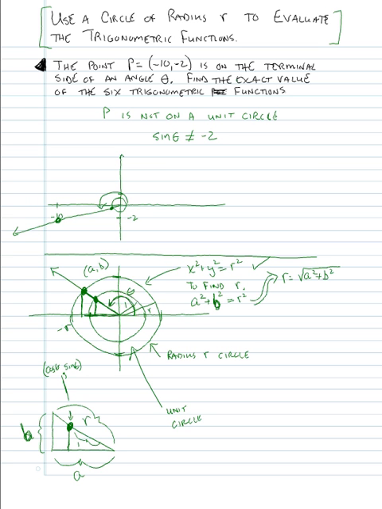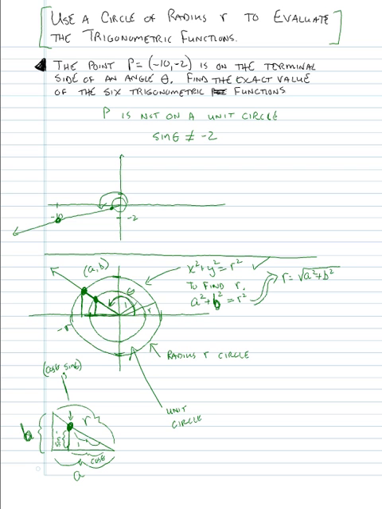So here's what we know. We know this distance right here is the sine of theta, and we know this distance right here is the cosine of theta. Well, get ready for the drum roll. Look, these two triangles are similar triangles, aren't they?